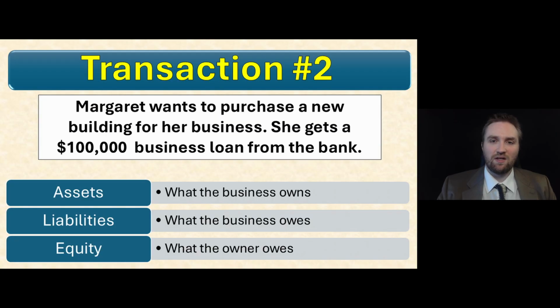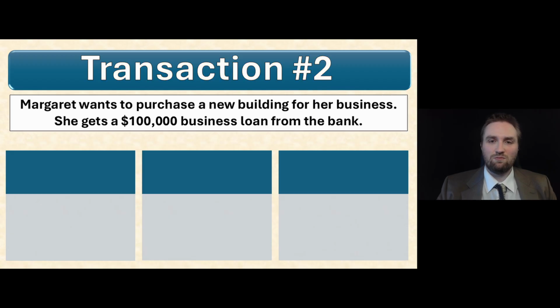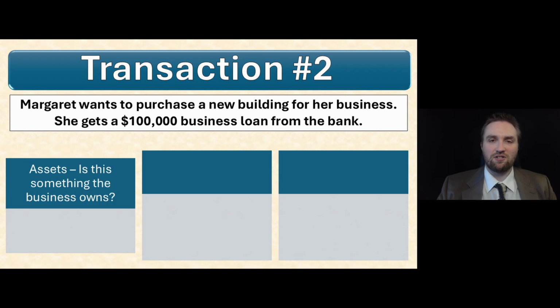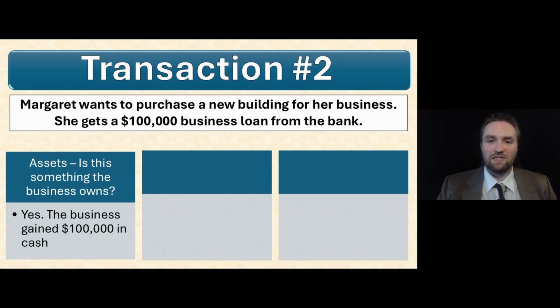Transaction number 2. Margaret wants to purchase a new building for her business. She gets a $100,000 business loan from the bank. Once again, let's go step by step. Assets. Is this something the business owns? Yes, the business has gained $100,000 in cash.